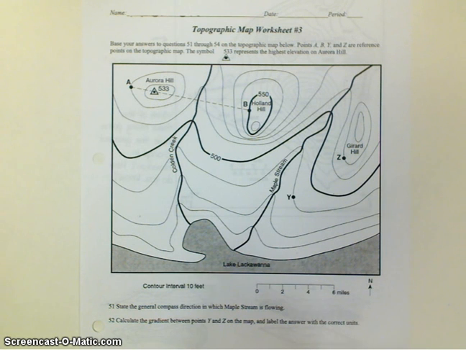All right, this screencast is going to be for topographic map help. So learning how to read topographic maps. All right, you've got a worksheet that has a topographic map on it. And one of the first things that I want you to look at is down at the bottom of the map. You need to notice what the contour interval of the map is.